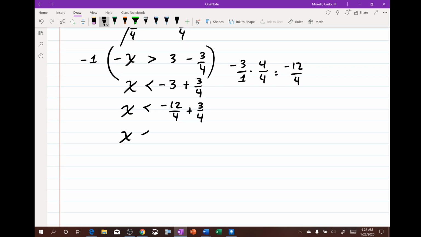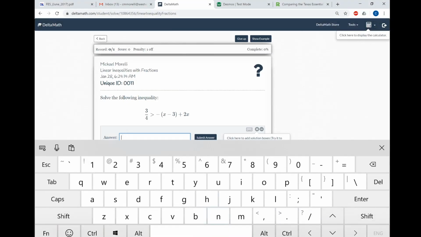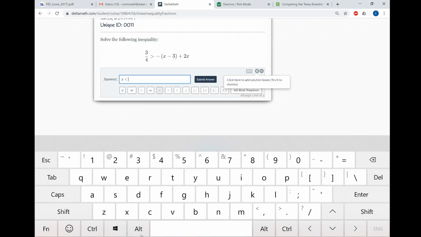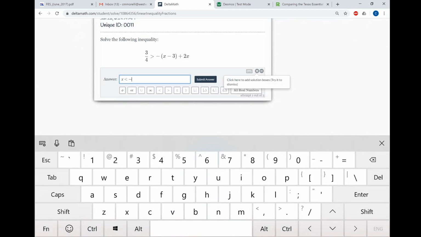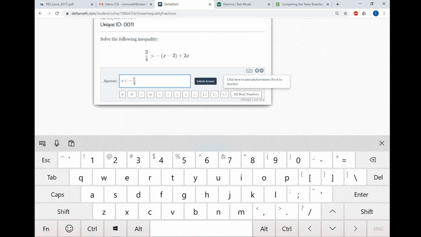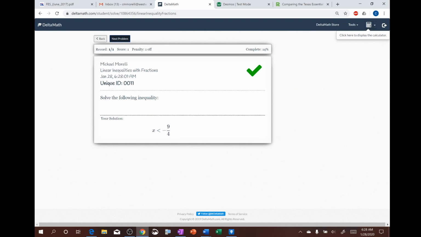Okay, that's just another way of saying x is less than negative 12 plus 3 all over 4. So x is less than negative 12 plus 3 is negative 9 over 4. So this is your answer right here. X is less than negative 9 fourths. Okay, let's go back and see if that's right. X is less than negative 9 fourths. Okay, so that's how you did that one.